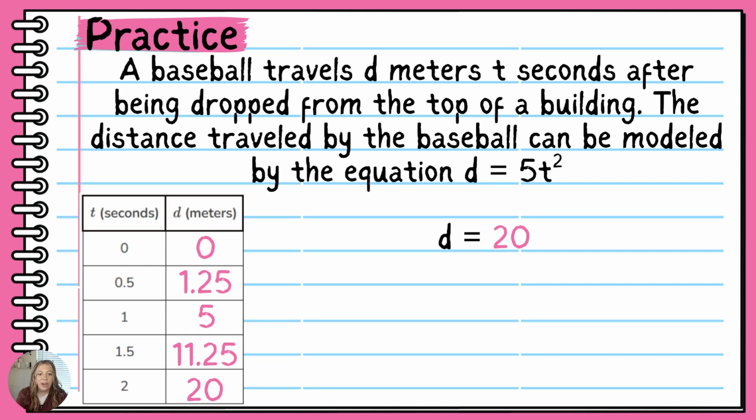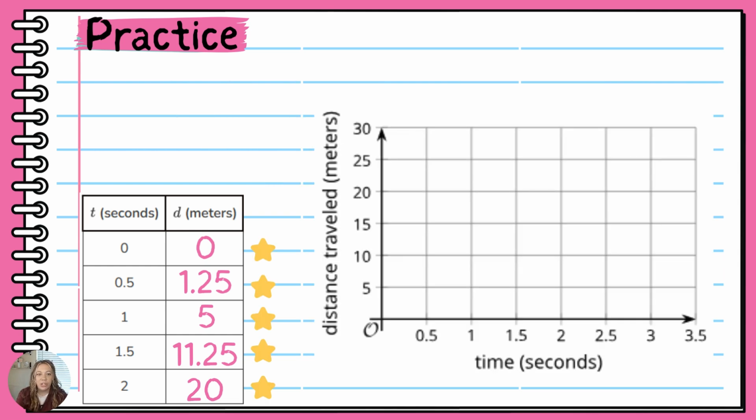Let's go ahead and graph this table so we can see what it looks like. We'll start with the point (0, 0), and then (0.5, 1.25), (1, 5), (1.5, 11.25), and our last point is at 2, and then up to 20.